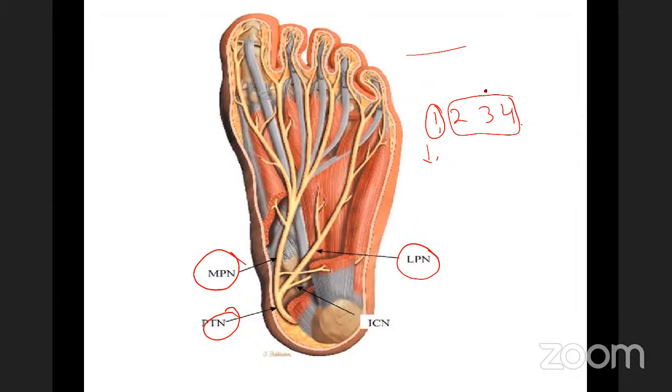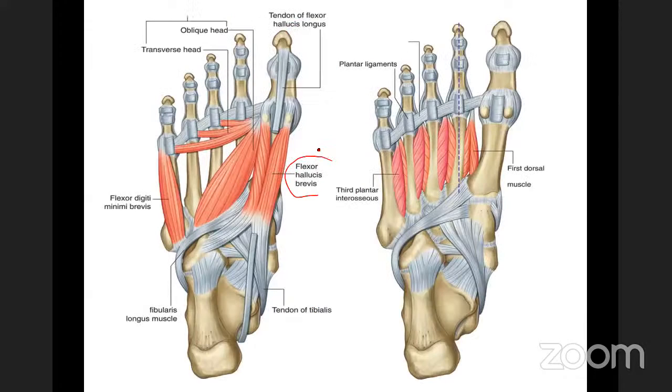So the third layer, what you have is the flexor hallucis brevis, and then you have flexor digiti minimi brevis, and then you have one more muscle, which is the adductor hallucis, which has an oblique head and a transverse head. This is not asked so far, and then you have the dorsal interossei. So this is about the sole.